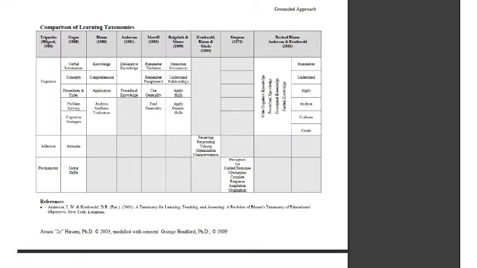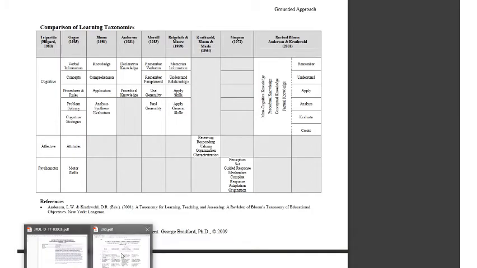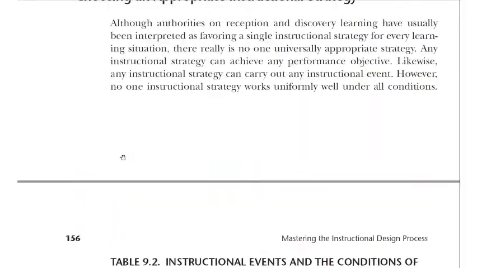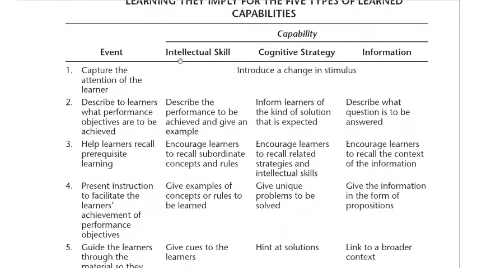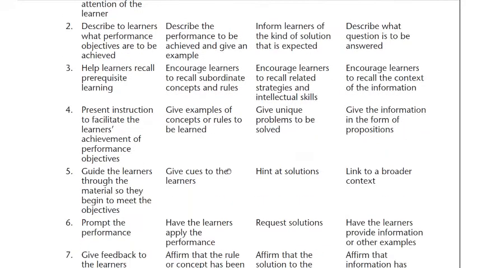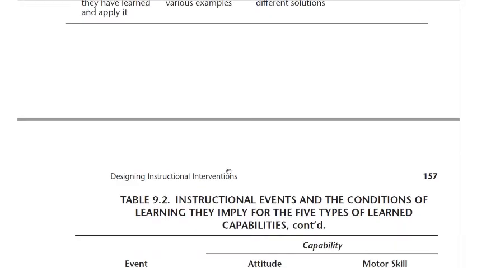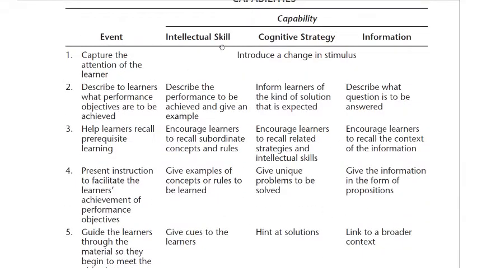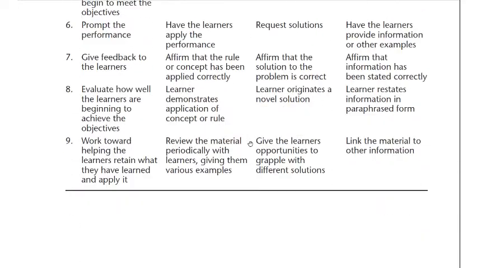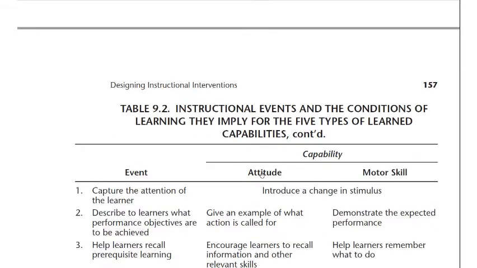So let's go back to the textbook. So here's the table. Oops, went back the wrong way. These first 3 correspond to the 5 levels of Bloom. The 5 levels of Bloom are the cognitive domain. This one applies to the affective domain, and this is the psychomotor domain.